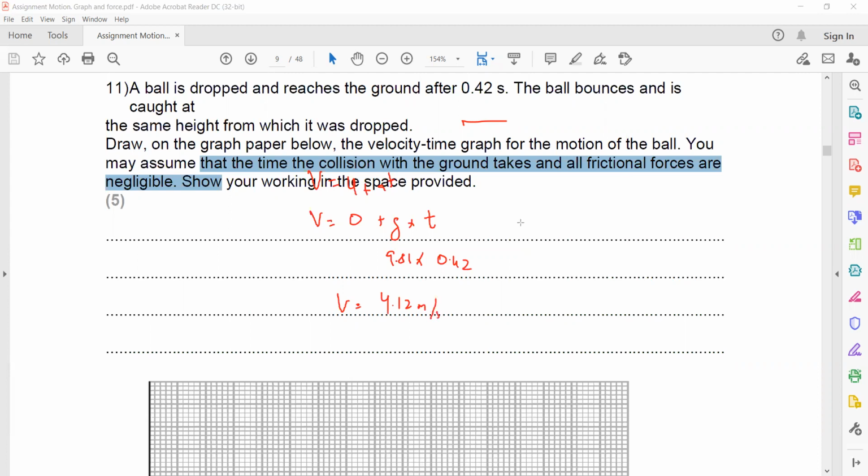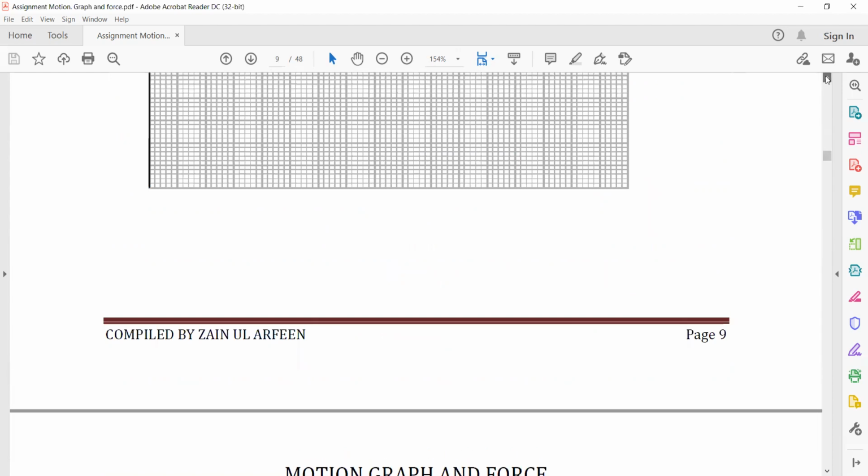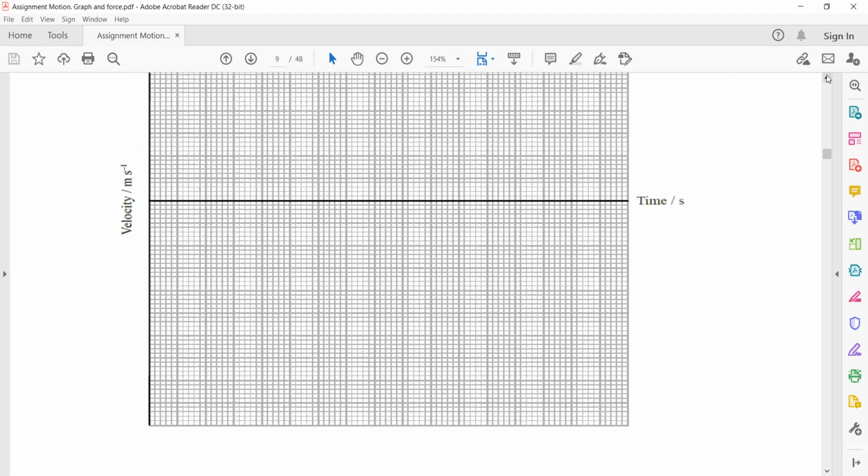So as this ball is dropped, it will hit the ground with a speed of 4.12 meters per second, and it bounces back with the same speed, because it rises to the same height, so it does not lose any energy. So when we sketch a graph for a falling object, because the initial speed is 0, we'll label the axis. That's why it has 5 marks. We have to label the time axis.